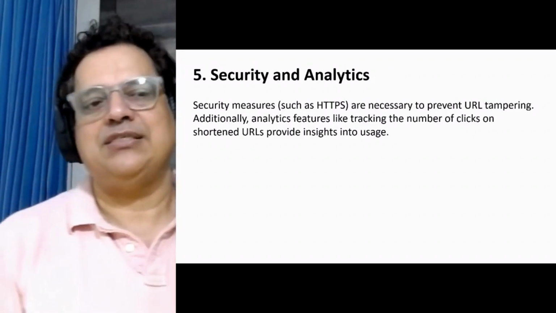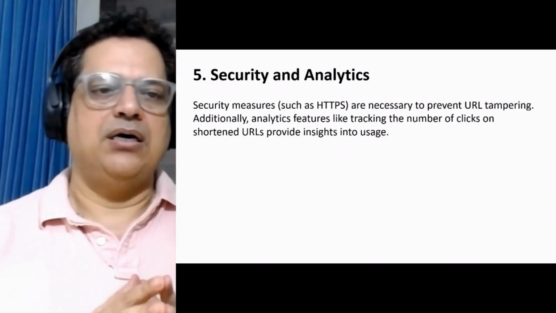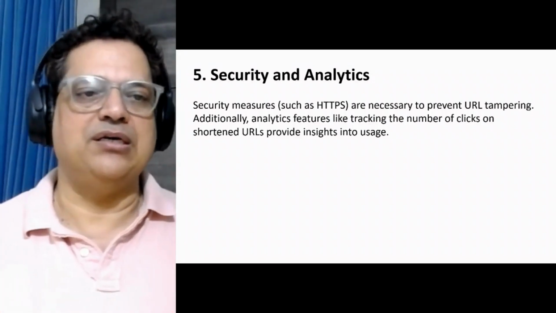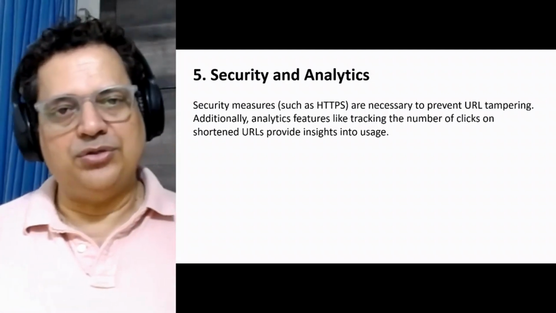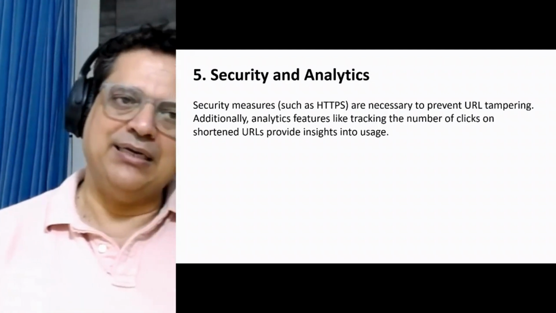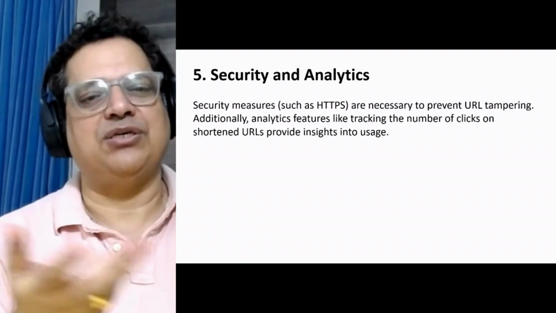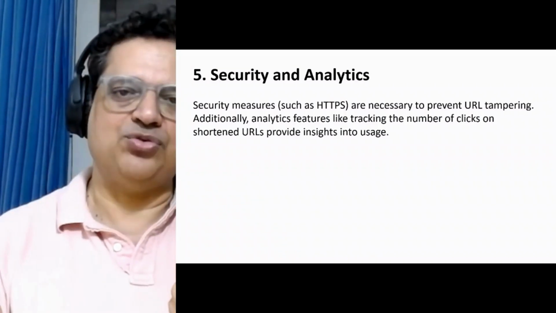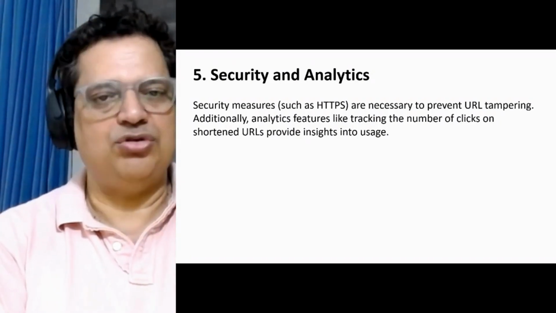Okay. The fifth point is security and analytics. Security measures such as HTTPS are necessary to prevent URL tampering, right? Because you don't want the URL to be tampered with by hackers or someone in between who captures it and then quickly creates a service which will overwhelm your server. So you don't want that.